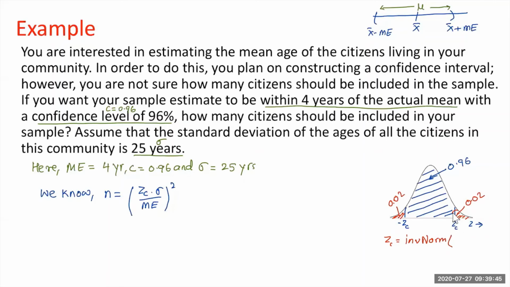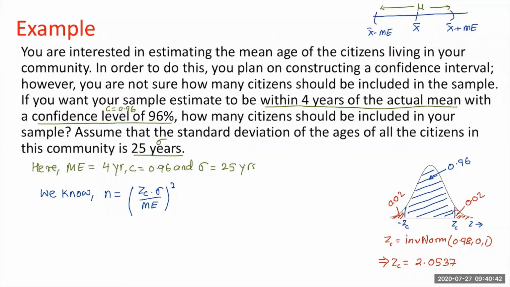With the inverse normal, the area from here all the way to the left is 96% here and 2% here, or 0.96 plus 0.02, that is 98%, or 0.98. The mean is 0 and the standard deviation is 1 for the standard normal distribution. Type this in your calculator. You should get z sub c equal to 2.0537. That is the z sub c that we are looking for.